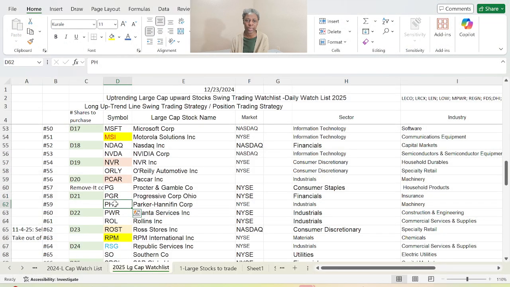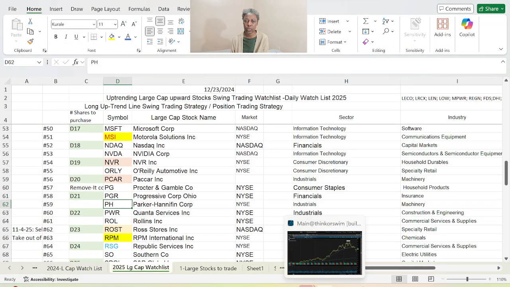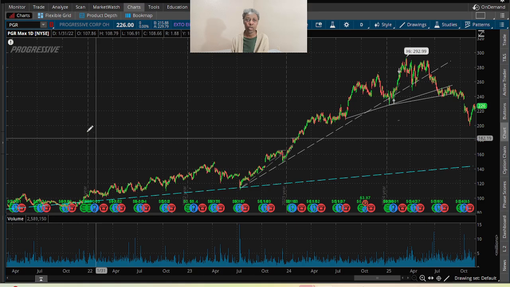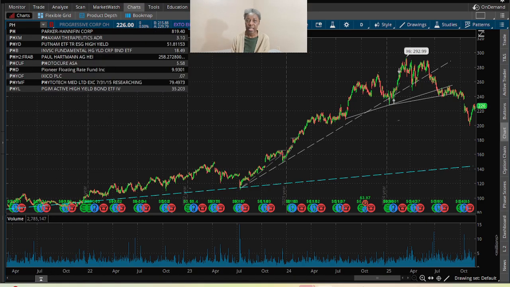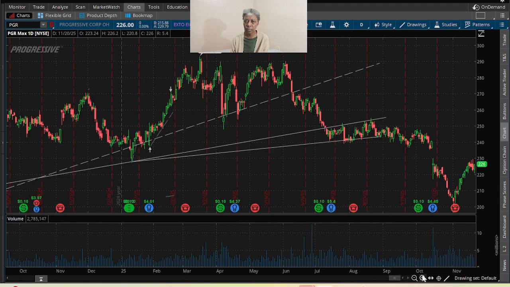Another one we can take a look at to illustrate trading on a long uptrend is PJR. It seems that we purchased it this year around this support line and we sold it there. So we can get a little bit closer to see what I'm talking about.